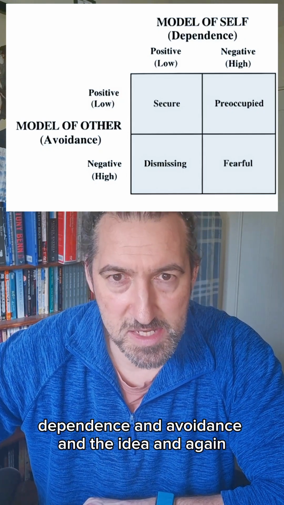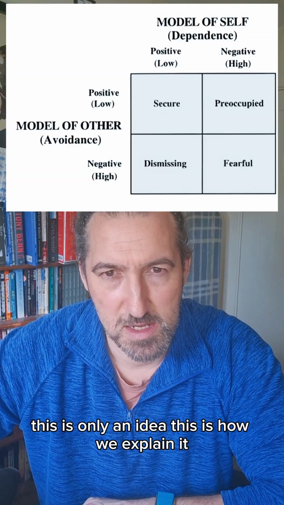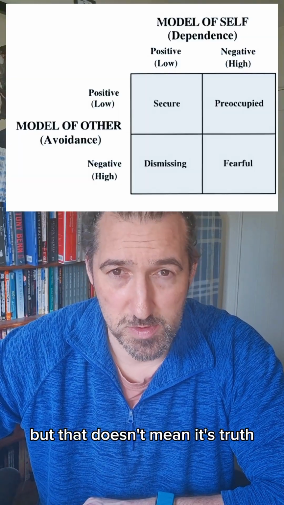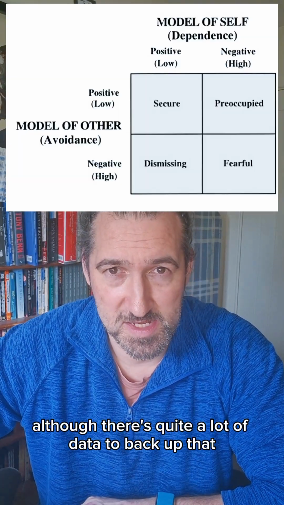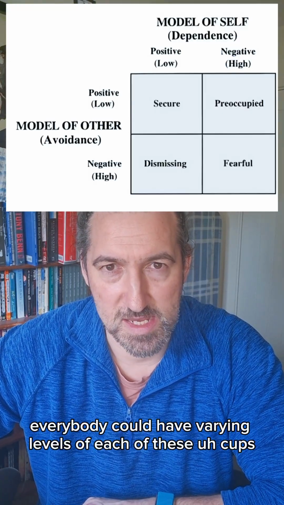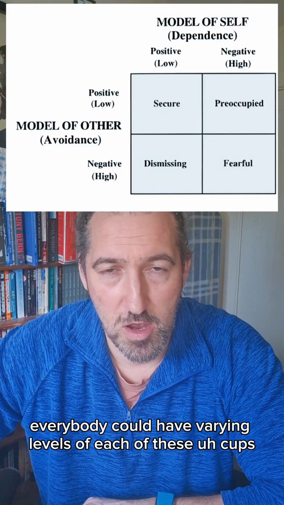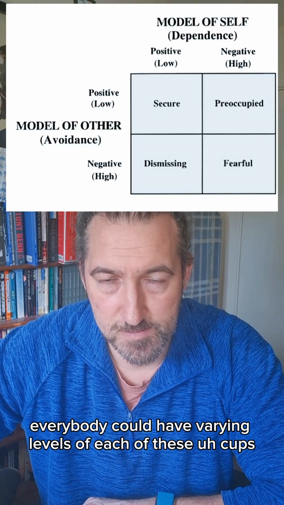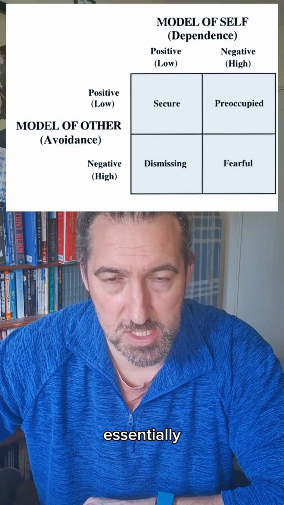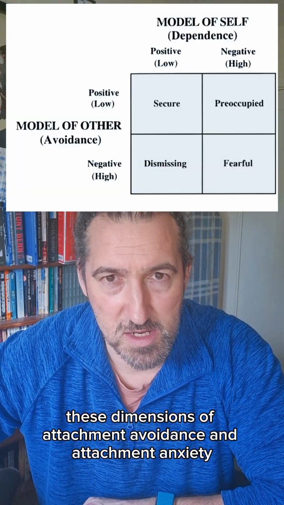And the idea, and again, this is only an idea, this is how we explain it, but that doesn't mean it's truth. Although there's quite a lot of data to back up that it makes sense to look at it this way. What we're saying is everybody could have varying levels of each of these cups, essentially, these dimensions of attachment avoidance and attachment anxiety.